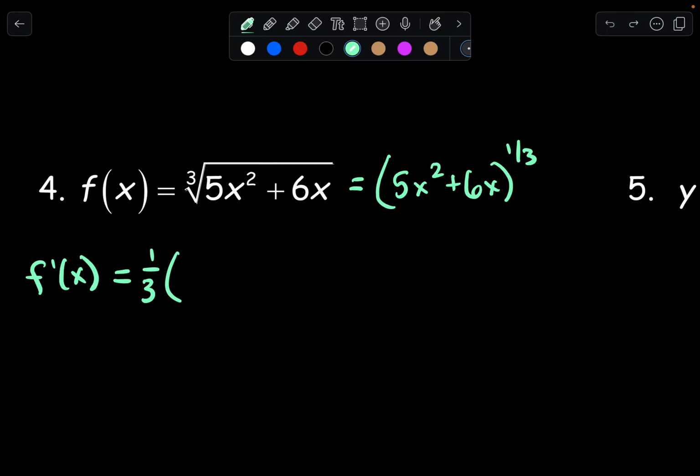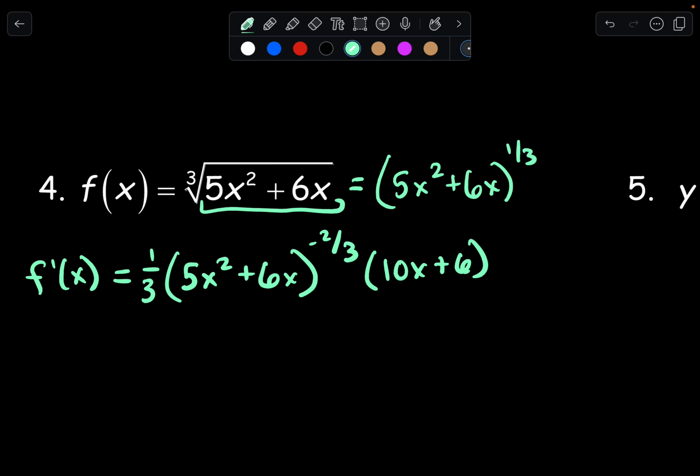Now, before I write this, when you bring that power down, do not change the inner function, all right? Using the power rule is a differentiation property, or a differentiation rule. You use one rule at a time, okay? So once I bring that power down, don't change the inner function. It still stays the same. So 5x squared plus 6x. And then 1/3 minus 1, we get negative 2/3. Now we're going to multiply with the derivative of the inner function, which we can use the power rule again. So we have 10x plus 6.